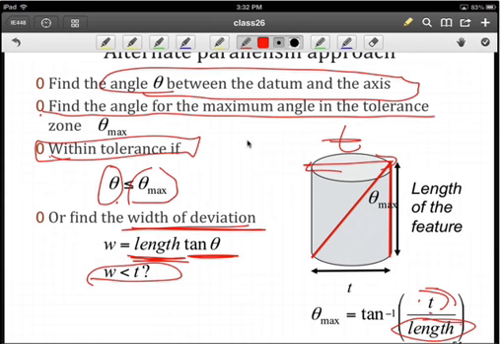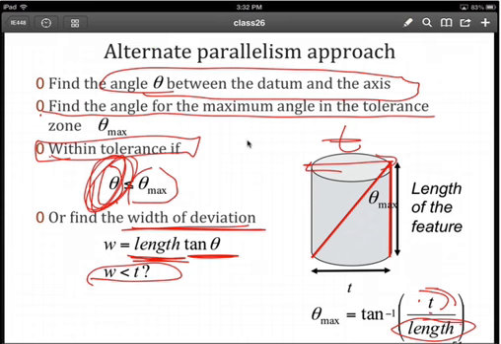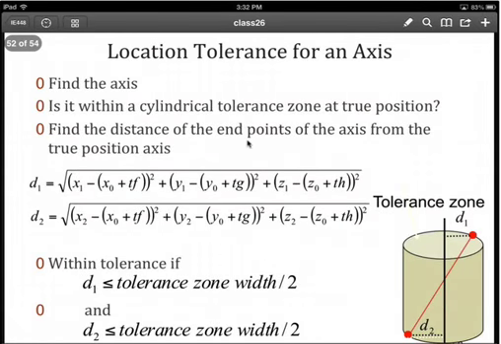Now note we have more information than we would with a hard gauge because we actually know what the value of theta is here, versus it passed perhaps in the hard gauge, but we have no idea at what angle the feature is oriented. What about location tolerance?